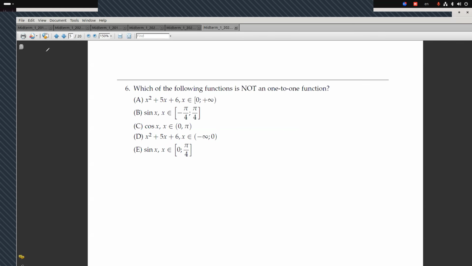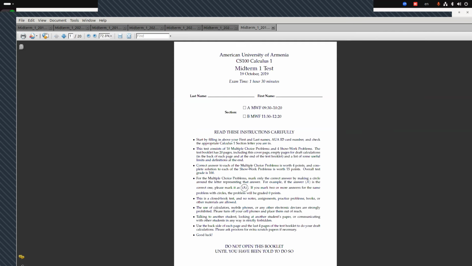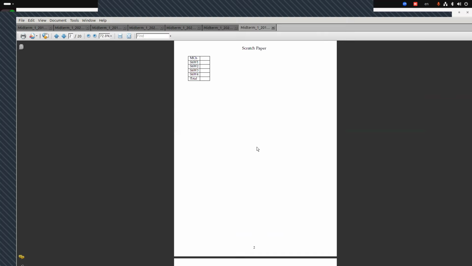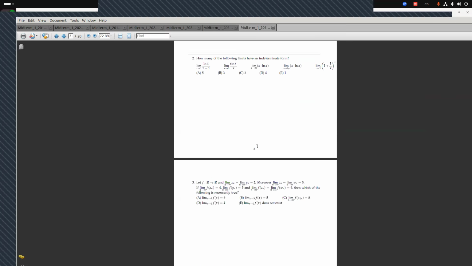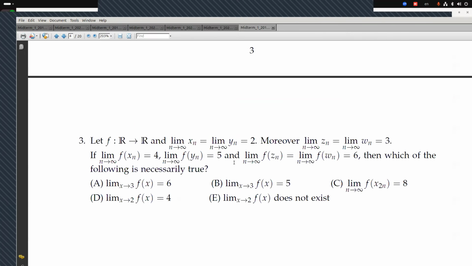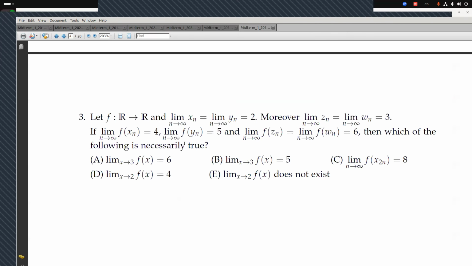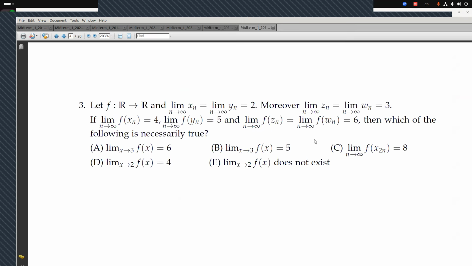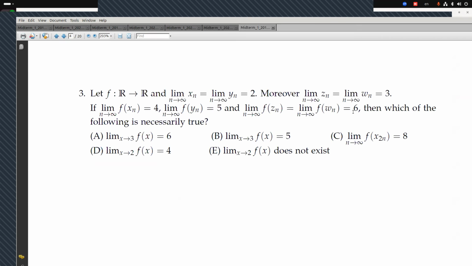Okay. What do we have else? 2019 multiple choice number 3. Limit of functions with some sequences, again, not so relevant here. Let's skip this and discuss next time.